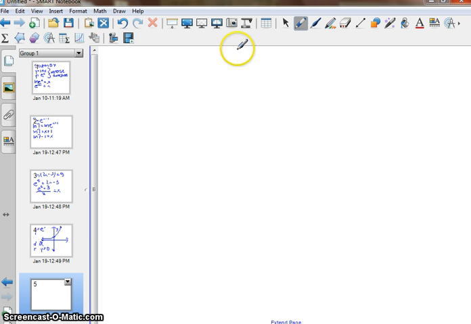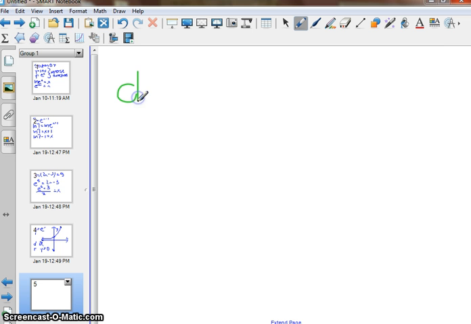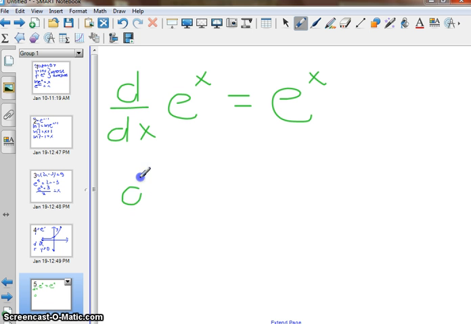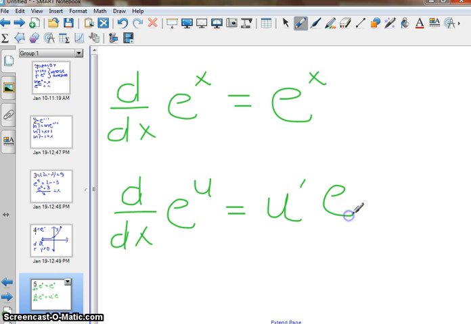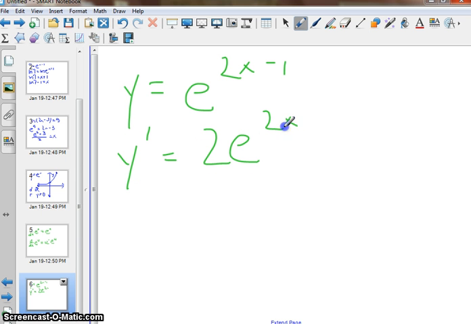Okay, so let's now get into some of the calculus problems that we're going to do. Let's start off with the rule. The derivative of e to the x is equal to e to the x. You're not going to get much simpler than that. So the derivative of e to the u is u prime e to the u. So that is your rule. Let's look at a couple of example problems. If my function is y equals e to the 2x minus 1, my derivative function will be 2e to the 2x minus 1.